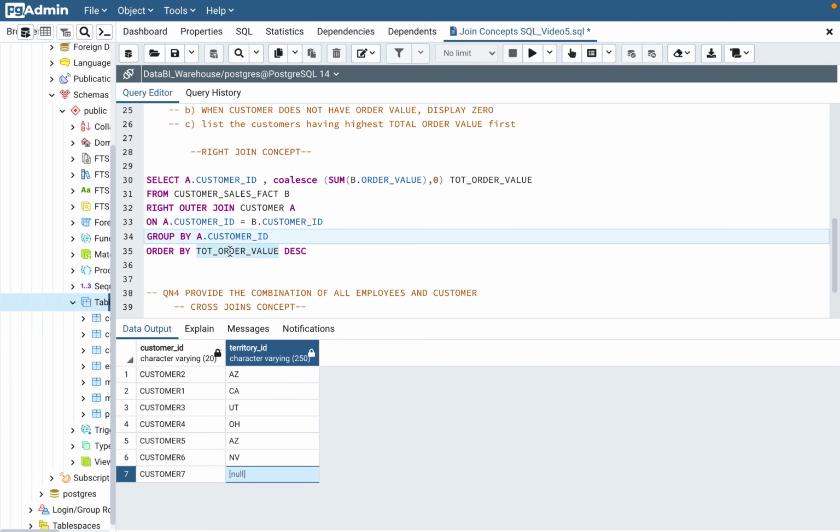And then order by total order value, because they are saying highest total order value first. So that's why descending. If they said lowest order value, you would put ascending or just remove descending. By default it will take ascending, but here they are saying highest order first, so descending. So let's run this query.